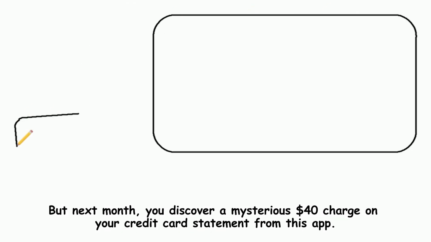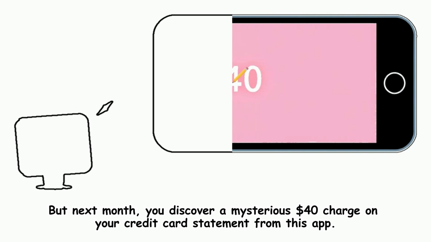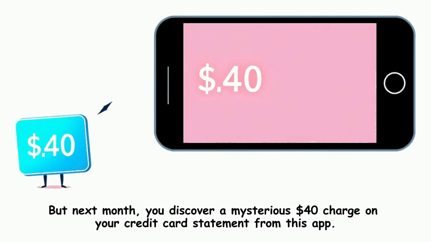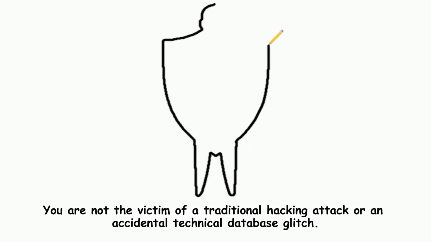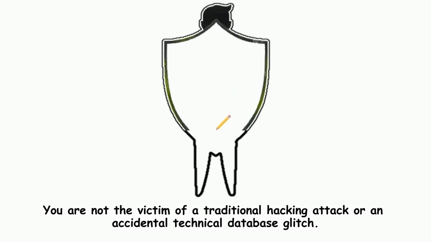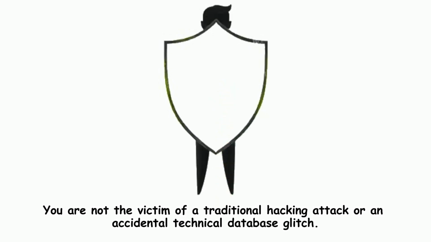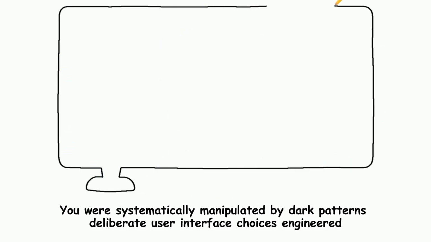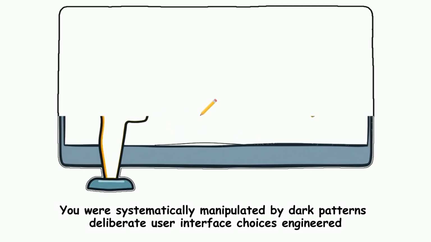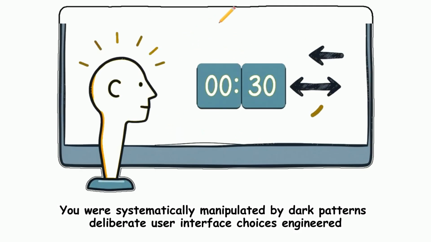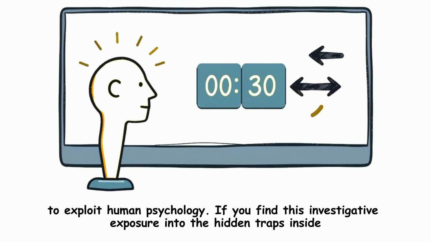But next month, you discover a mysterious $40 charge on your credit card statement from this app. You are not the victim of a traditional hacking attack or an accidental technical database glitch. You were systematically manipulated by dark patterns: deliberate user interface choices engineered to exploit human psychology.